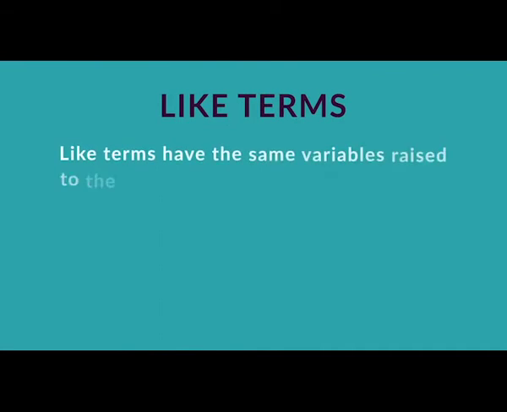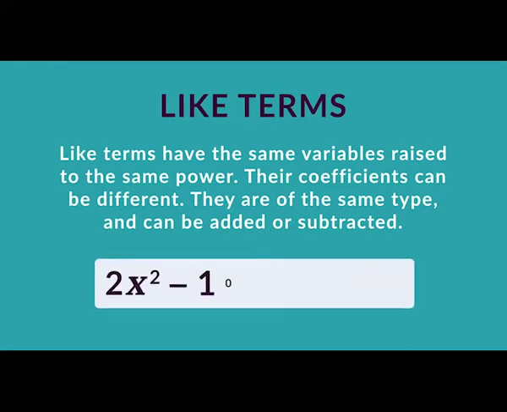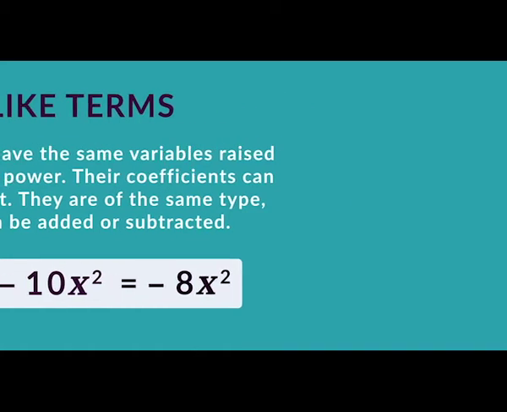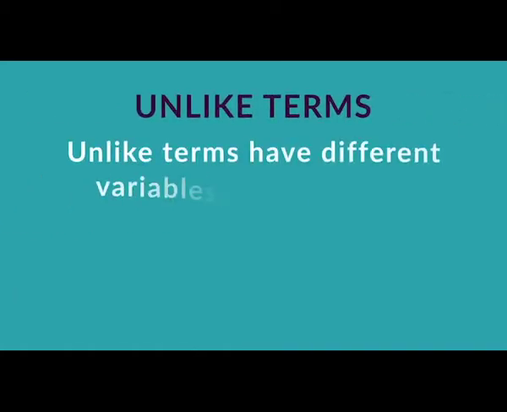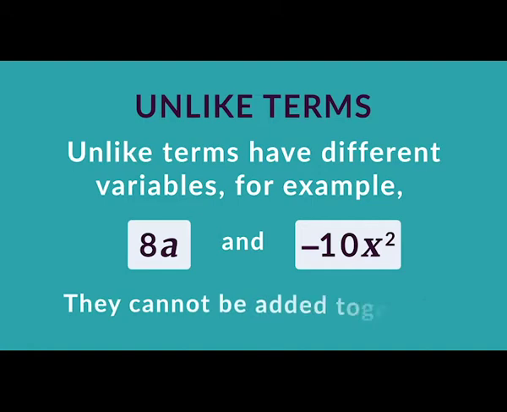Like terms have the same variables and they are raised to the same power. Their coefficients can be different. This means that they are of the same type, so we can add or subtract them. For example, 2x squared minus 10x squared equals negative 8x squared. Unlike terms have different variables. For example, 8a and negative 10x squared. We can't add these together because they are not of the same type.